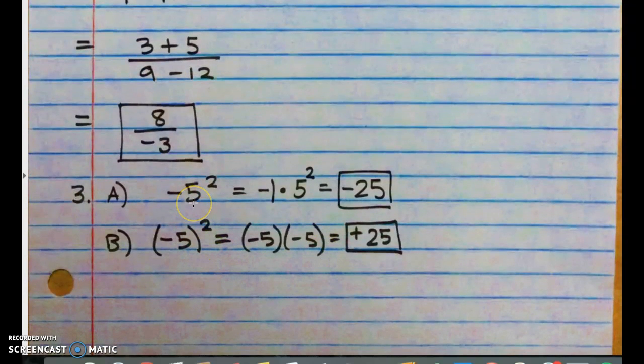Here's a problem that's fairly easy, but students often miss this one. So if you want to save yourself a quick point, here's a good thing to understand.